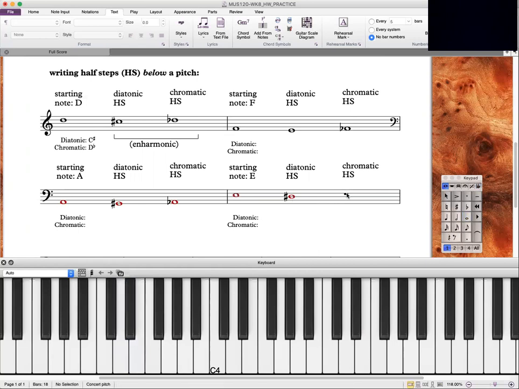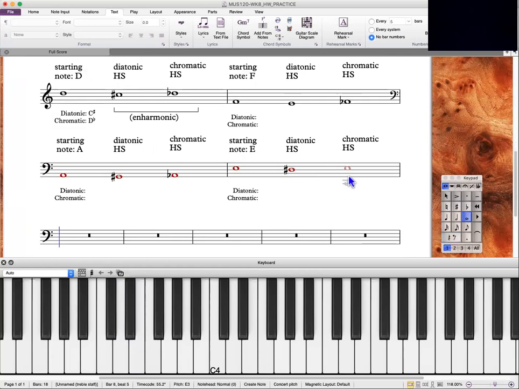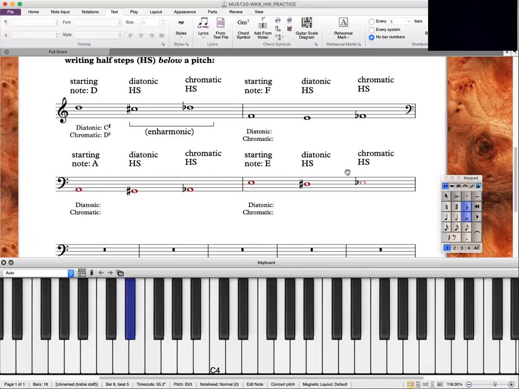Great, and then last thing here, chromatic half step. Remember, keeping the same letter name as the starting note. So I start with E, and I need to lower this E natural by a half step. Remember, when you start with an E natural, or any natural note, all you have to do to lower it chromatically by a half step is add a flat sign. And so that's what I do there. Notice that D sharp and E flat are enharmonic notes. They're the same key on the keyboard. All right, and that's great.